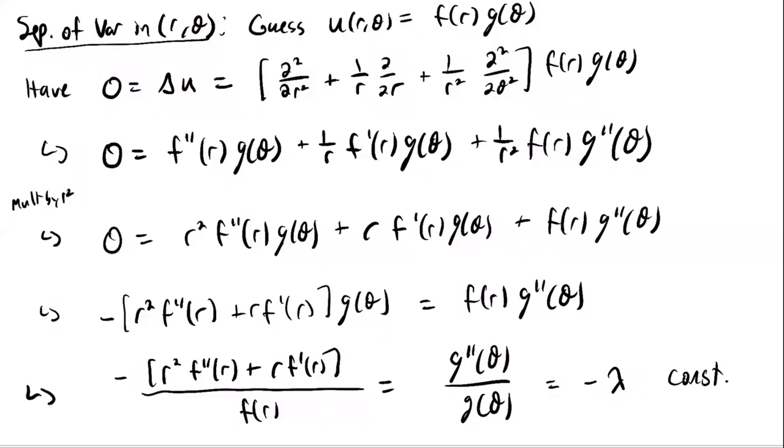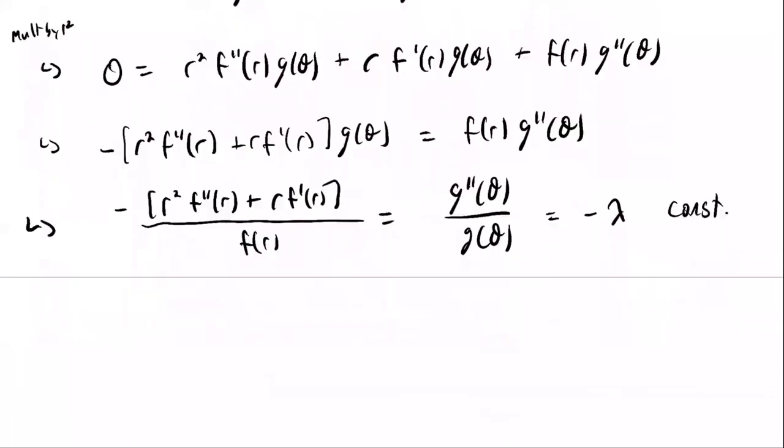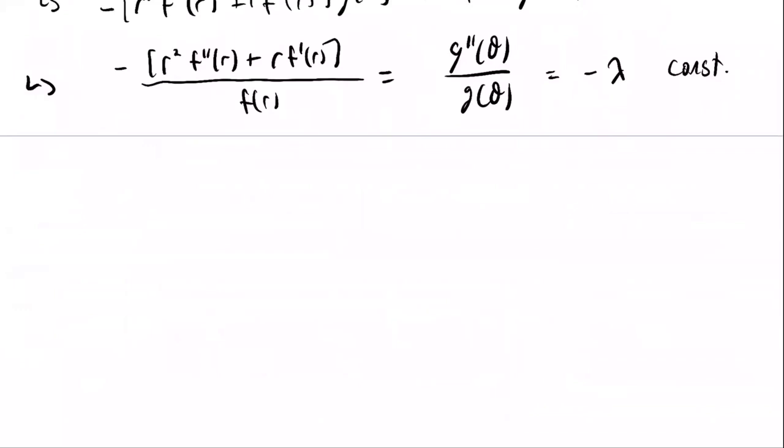Using again the same argument we've seen many times by now, since I have a function of r equal to a function of theta, and these are separate variables, the only way this can happen is if they're both constants and independent of either variable, right? And they have to be equal to the same constant. Okay, well, this leads to the following two ordinary differential equations.